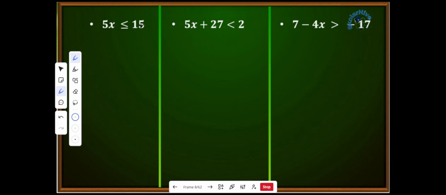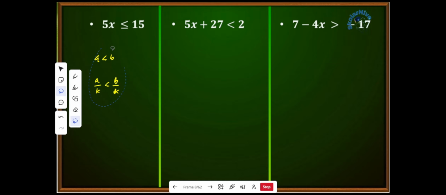So here 5x is less than or equal to 15. We need to find the values of x, which means we'll try to isolate x and remove all the numbers from this side. As 5 is in multiplication, if we want to omit this 5, we can divide by 5. On the other side also we divide by 5. If we divide both sides by a positive number, the inequality sign does not change. As we have seen, a less than b, and if we divide by the same positive constant on either side, the inequality sign will not change.